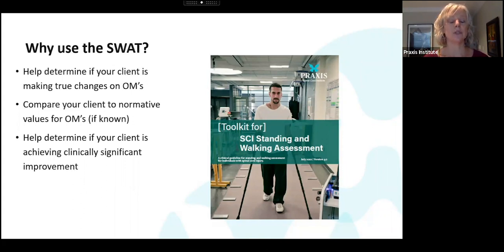It allows you to see what normative values there might be for individuals with spinal cord injury similar to your client, to be able to compare how they're doing to others. And it will help determine if your client's achieving clinically significant improvement in different measures. And again, the summary of this is all provided for you in the toolkit, so you can reference what those values are.